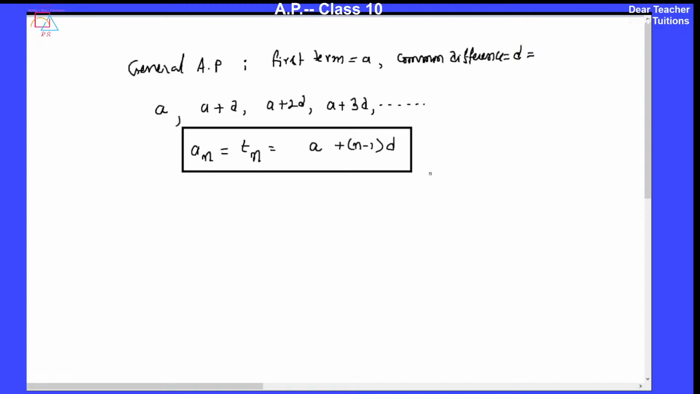So this will be the formula for the nth term. N can be anything. If you want to find the 20th term, n is equal to 20. If you want to find the 50th term, n is equal to 50. So to find the nth term, we will use this formula.